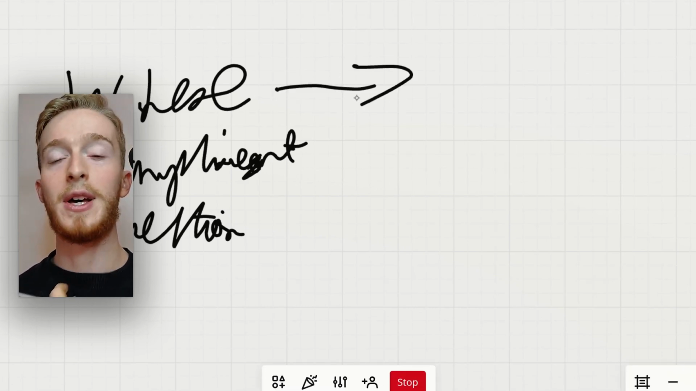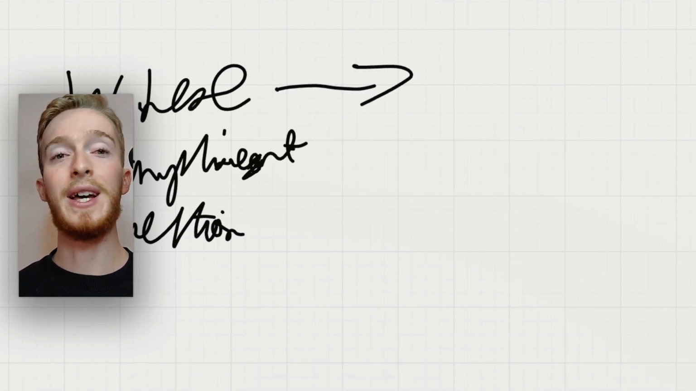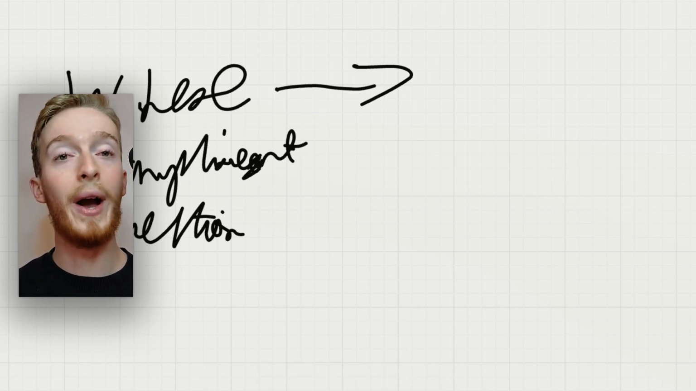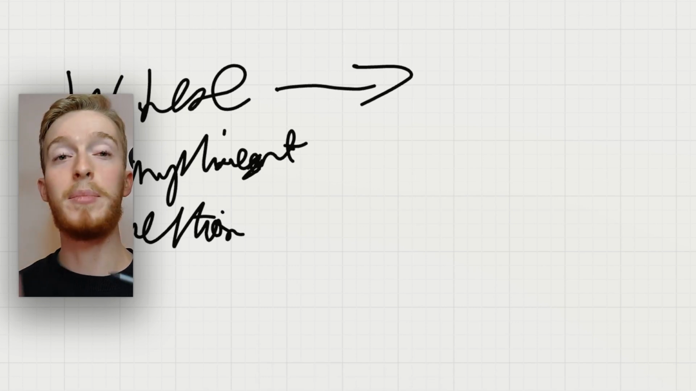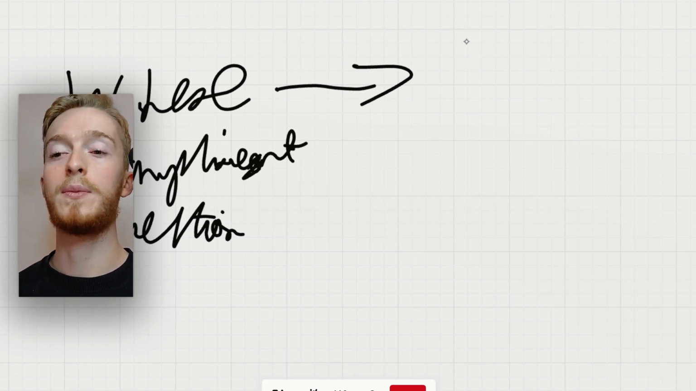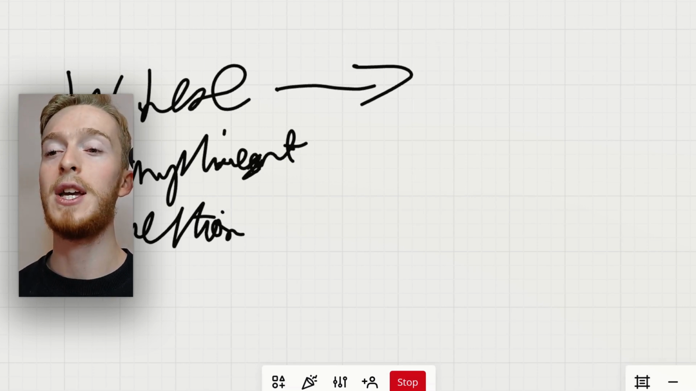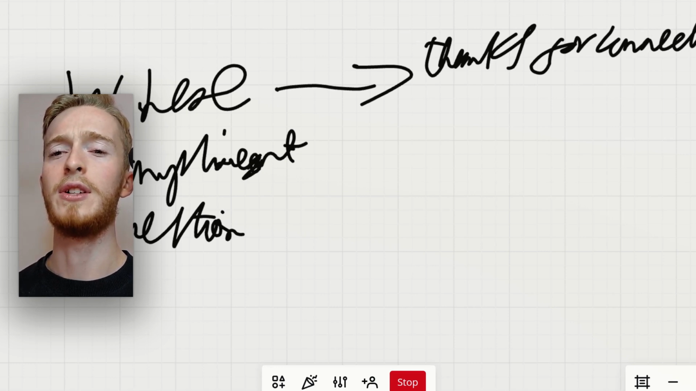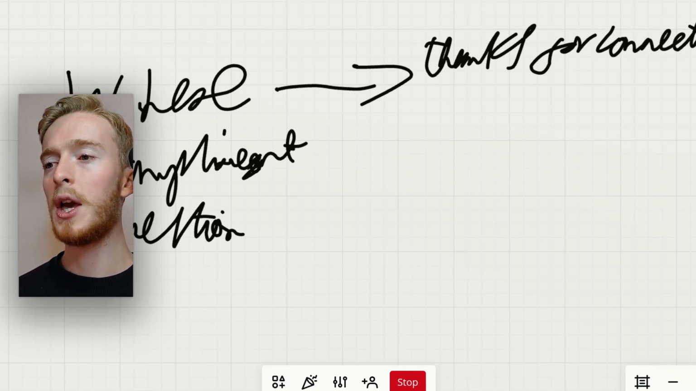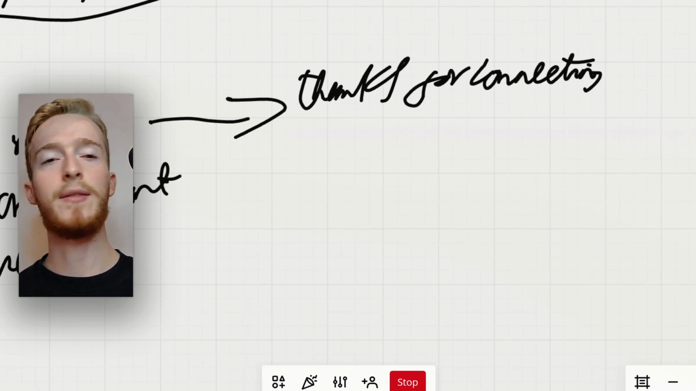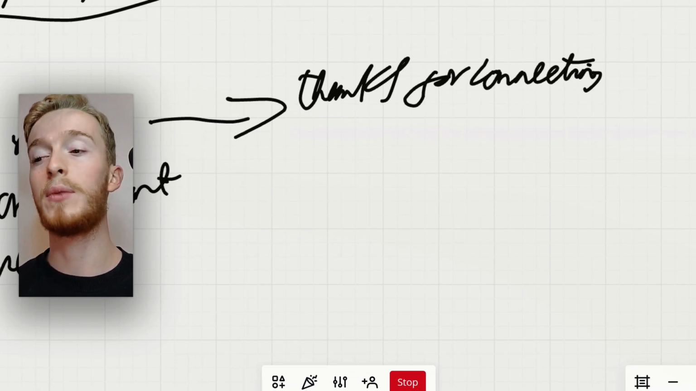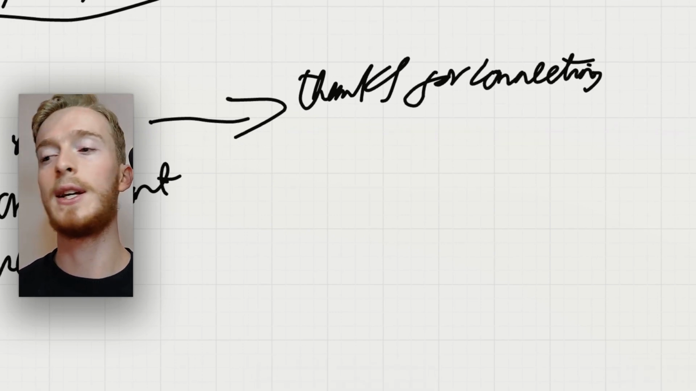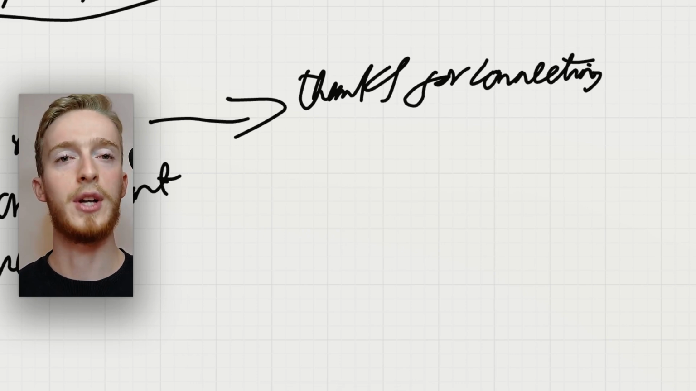So the first thing is where. This is pretty self-explanatory, but in that first message, you want to share where you found them. It can be really, really small. For example, if I've just connected with someone, it might be as simple as, hey, name, thanks for connecting. And then obviously I'd go into the compliment and question.